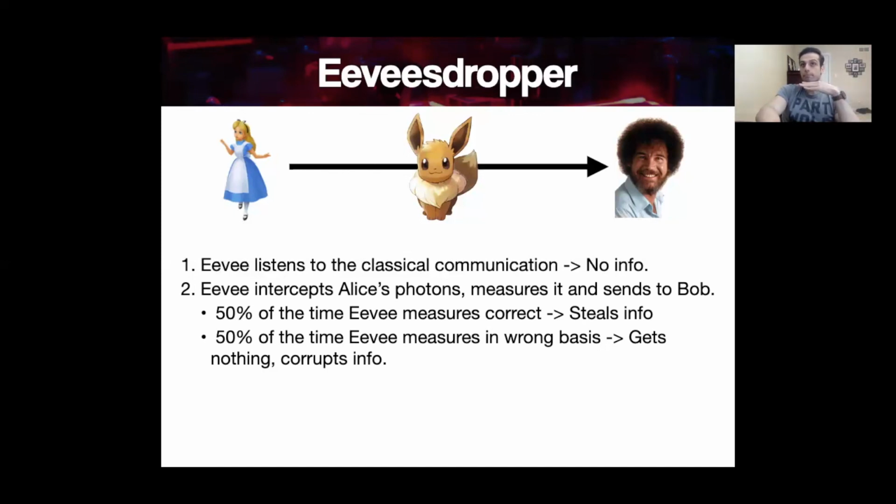So now when Bob and Alice go to compare bases, there could be times where they had the same bases, so their bits should agree. But because Eve was eavesdropping and did a measurement in the wrong basis, Eve corrupted that bit of information. And so now they don't have the same bit, even though they measured in the same bases.